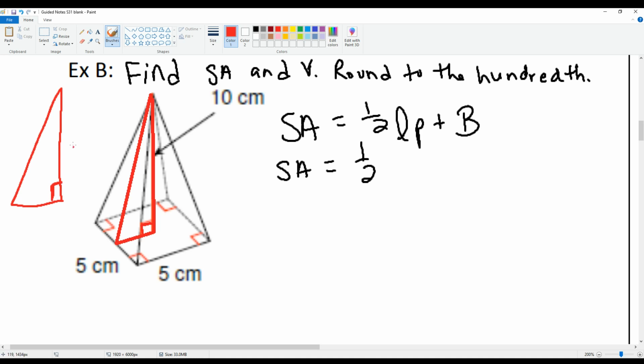Some of the numbers we actually have. They tell us the height, this vertical line here, is 10. We don't know what this bottom is, but if it went all the way across, it would be 5, which means it's 2.5 because it's only going halfway across the base. So we have a right triangle missing its hypotenuse, and this hypotenuse happens to be the slant length, or the slant height, of the pyramid.